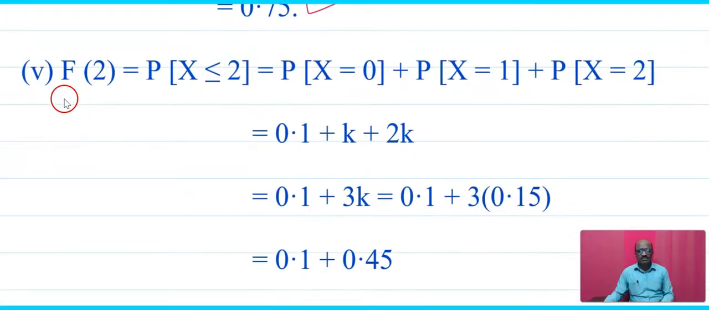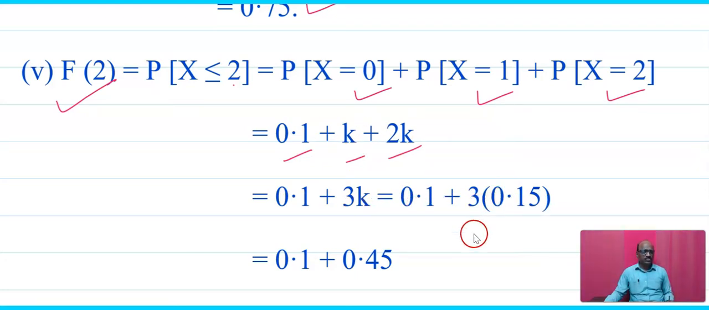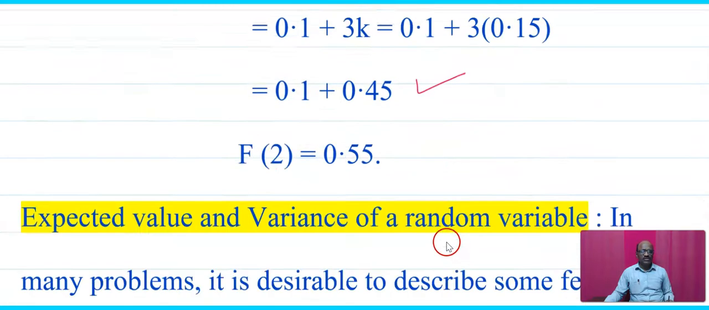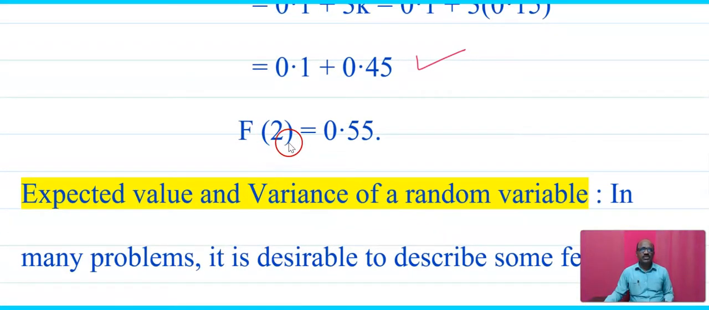Next, here is the cumulative distribution, that is the CDF. The probability of capital X less than or equal to 2. Then we add X equals 0, X equals 1 and X equals 2. 0 is 0.1, 1 is K and 2 is again 2K. If we add it, 0.1 plus 3K, you will get 0.1 plus 3 into 0.15, and overall its addition is F of 2 equals 0.55.